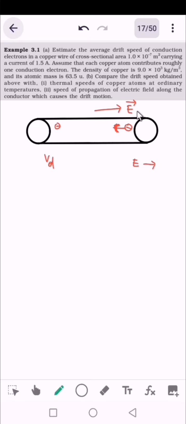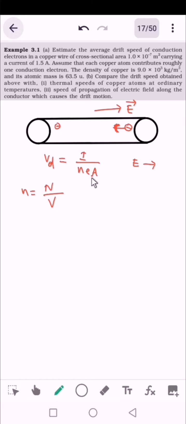So the electric field is established in this direction, electrons will be drifted in the opposite direction, and as we know, the drift velocity has the expression vd equals I by nEA. So what is I? The current contributed by the electrons. Then n is the number density. What do you mean by number density? It is the number of charge carriers per unit volume. So here the charge carriers are electrons, so we can write n equals N by V. Okay, so that is number density.